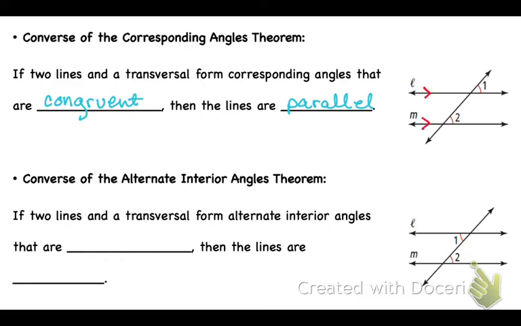So you get what we're going to be doing today? They're going to be telling you things about it, and then you're going to have to decide if it's parallel or not. And why. So everything you're going to justify again. So this would be the converse of the corresponding angles theorem. So the next one.